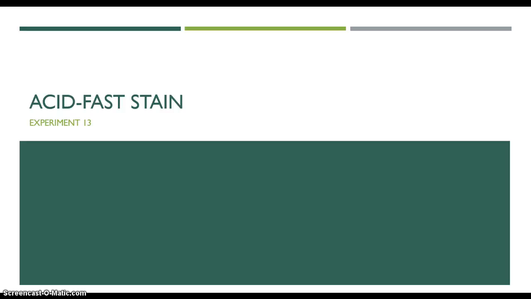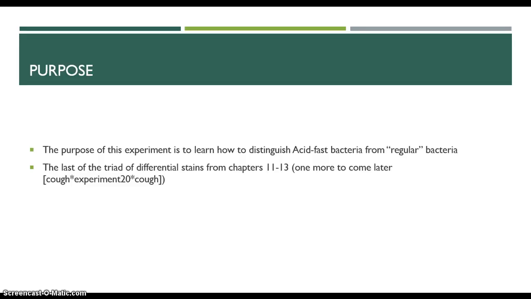Okay, so experiment 13 was acid-fast staining. The purpose of this experiment was to learn how to distinguish acid-fast bacteria from the quote-unquote regular bacteria that aren't acid-fast. This is the last of the triad of differential stains from chapters 11 to 13. There's one more to come. It's experiment 20, but that doesn't come till later.